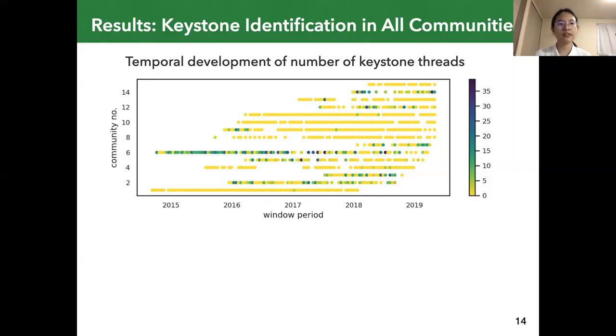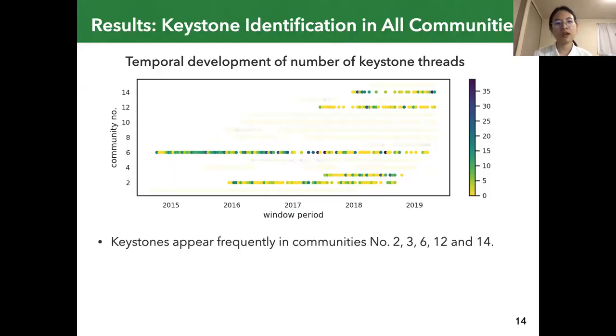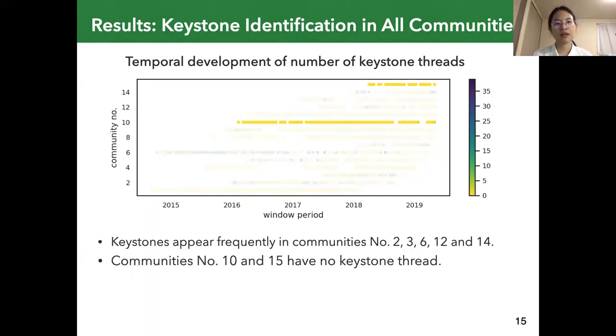This is the result of keystone identification in all communities. The x-axis represents time from 2014, 1 dot represents 1 window, and 1 row of dots represents 1 community. Yellow dots represent a window in which a keystone thread did not exist. The color changes from yellow to dark blue to indicate the number of keystone threads in each window. We found that in 15 communities, there are 5 communities where keystones appear frequently. And there are 2 communities where a keystone thread did not exist in any window.